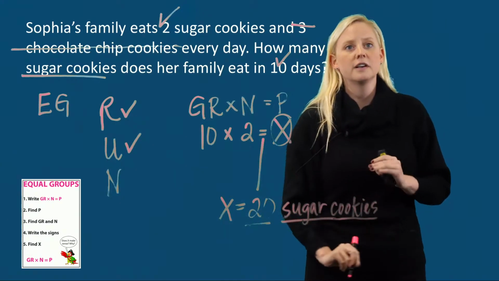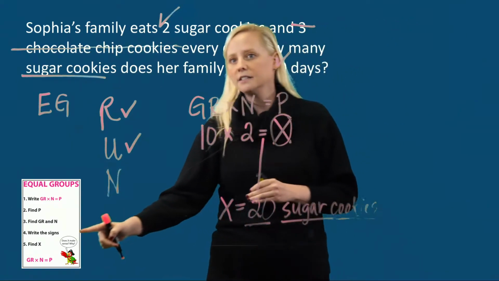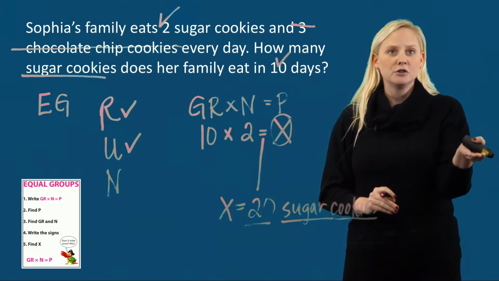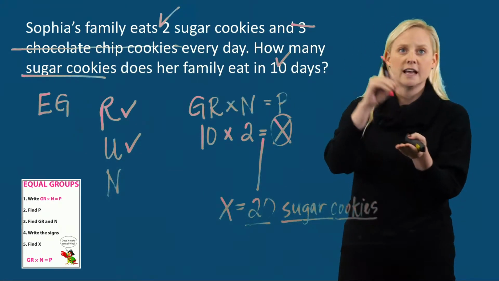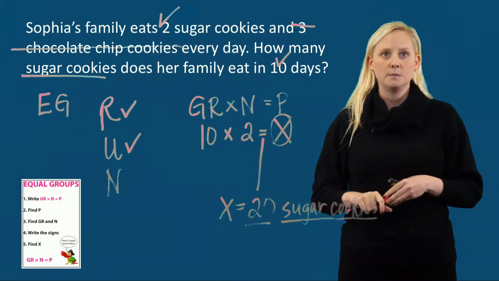So I'm going to write sugar cookies as my label. I have my number and my label. The last thing I need to do is check to see if my answer makes sense. If I have 2 sugar cookies on the first day, on the second, on the third, and so on, it does make sense that my answer would be 20.